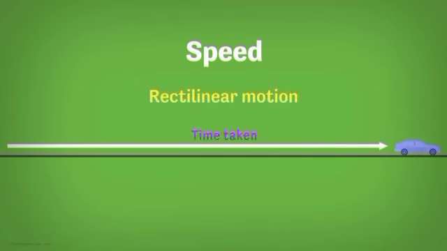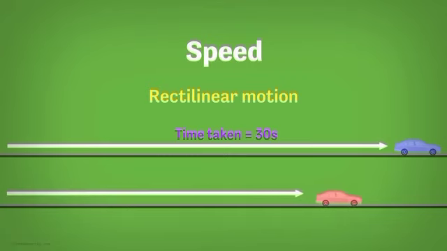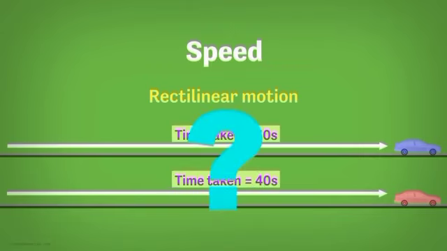Suppose the time interval it takes to reach the other side is 30 seconds. Now consider another car which is similar to the first one, which is also moving in a straight line path, chasing the first one. The time taken by this red car to cover the same length of this first road is 40 seconds. The blue car covers the path length in 30 seconds while the red car covers the same path length in 40 seconds. Which one of them is moving with a greater speed?